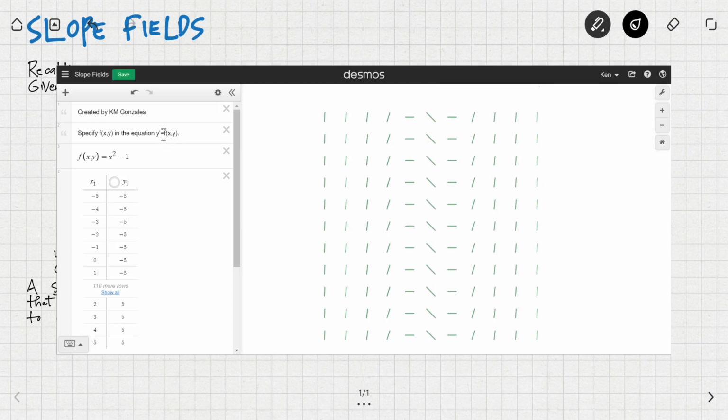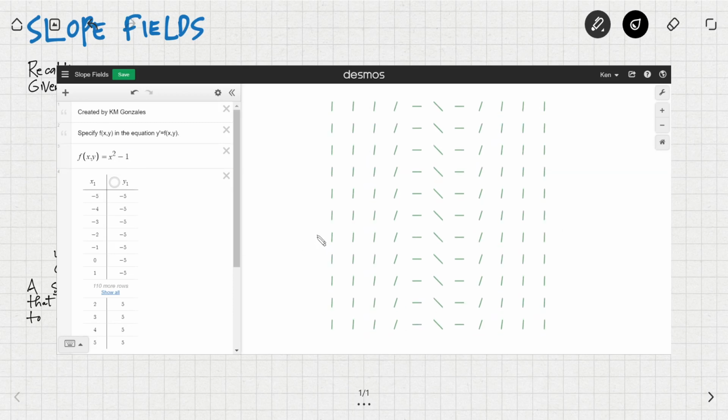Ayan. So here, we're working on the equation y prime is equal to f of xy. And then, pwede nyong baguhin yung f of xy. In this case, yung f of xy natin ay x squared minus 1. And then, Desmos will give you the plot of the slope field. Okay. So again, sabi ko kanina, the slope field will give us an idea of the general shape of the solutions to a differential equation.